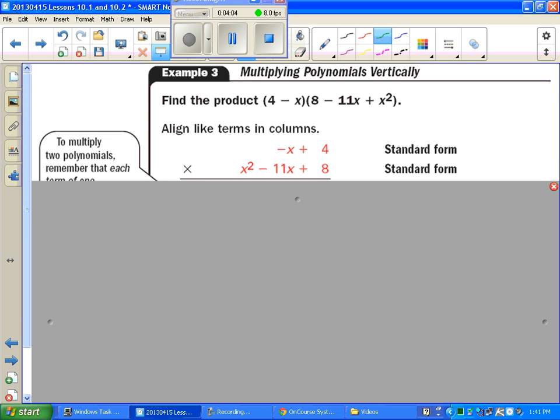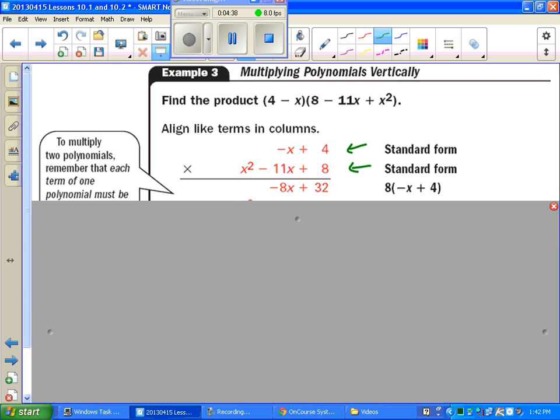Example number 3, this is doing them vertically. This is a third method. This one's a little bit more confusing for most people, but if this helps you, I want you to be able to understand this. So we have 4 minus x times 8 minus 11x plus x squared. Notice both of these are written in standard form. All it did was take them and count down based on the exponents. So that's why it switched negative x and positive 4 at the beginning, and that's why I put x squared, then negative 11x, then positive 8 as the second one, written in standard form.